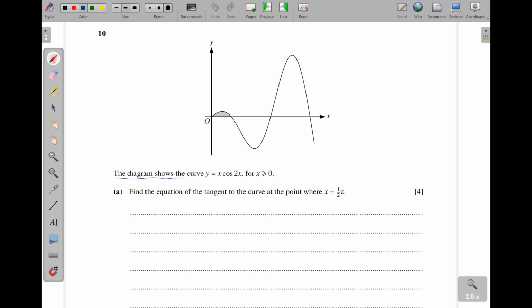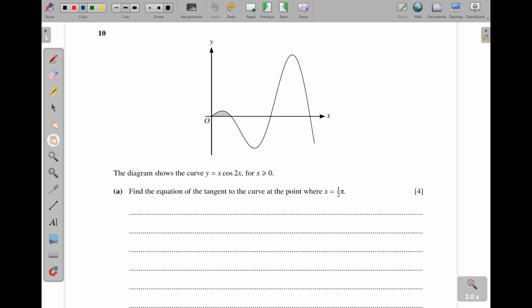Question 10. The diagram shows the curve y is equal to x cos 2x for x greater than or equal to 0. Find the equation of the tangent to the curve at the point where x is equal to pi over 2. Now, in order for us to find the equation of the tangent or the equation of any straight line, you need to find the gradient and also at least one point through which the line passes.